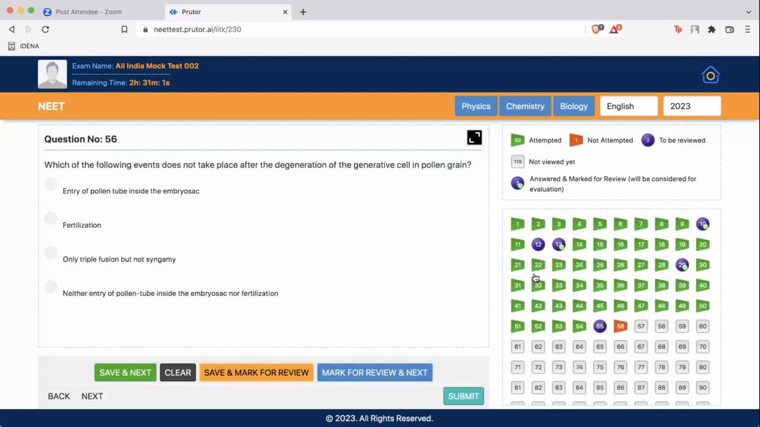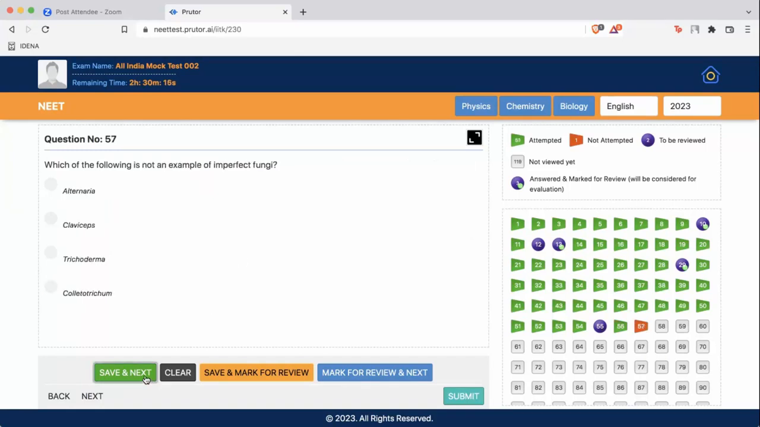Which of the following events does not take place after the degeneration of the generative cell in the pollen grain? Only triple fusion, but not syngamy. Either entry of the pollen tube inside the embryo sac. So there's syngamy, and so obviously there's entry of the pollen tube inside the embryo sac. Fertilization occurs, only triple fusion but not syngamy. What? Why would that happen? So fertilization does take place, right? So neither entry of pollen tube, this is wrong.